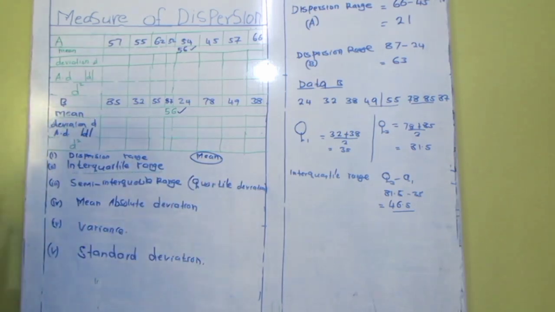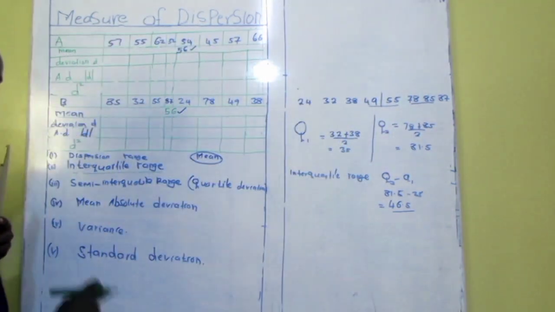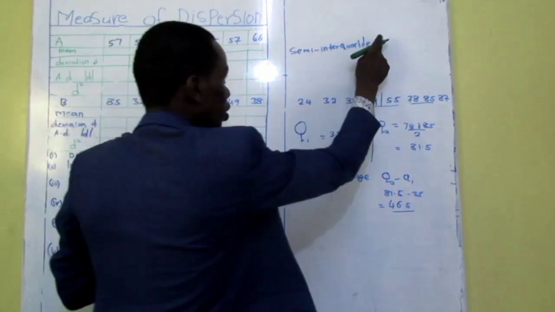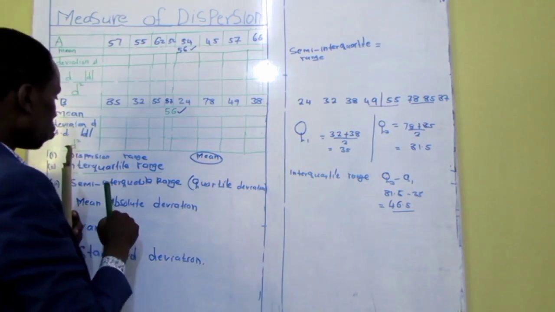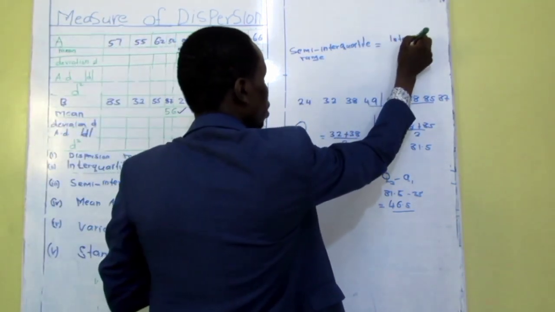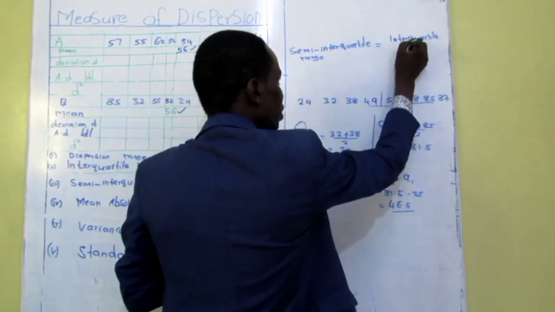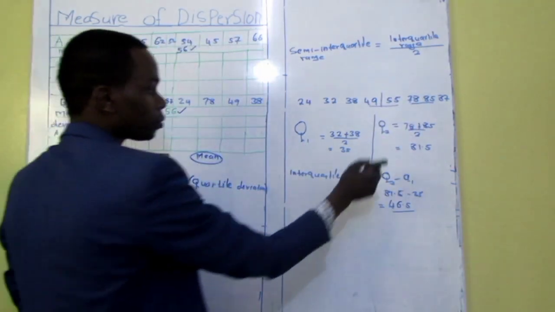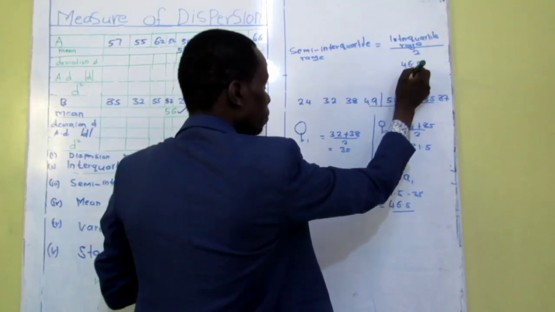So how can we find quartile deviation? So we have to find semi-interquartile range is equal to interquartile range divided by 2. So what is interquartile range? 46.5 divided by 2. So what's the answer?